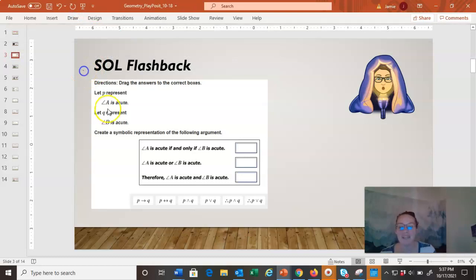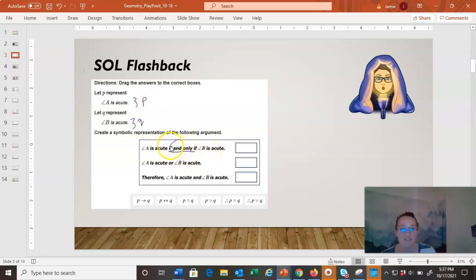There we go. So it tells us to let P represent angle A is acute. So they already told us this is P. And let Q be angle B is acute. Create a symbolic representation of the following argument. So here, remember, we're just matching up the parts of the sentences with the letters they provided. So it says angle A is acute if and only if angle B is acute.